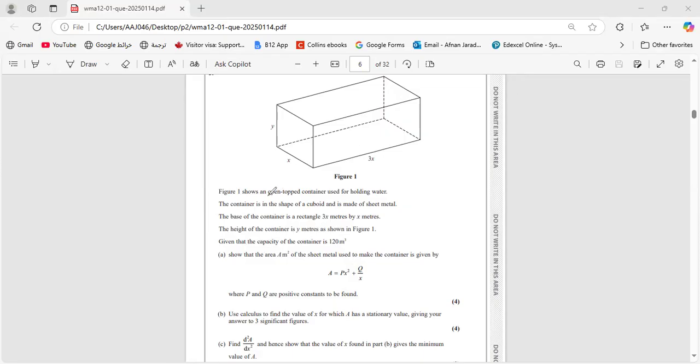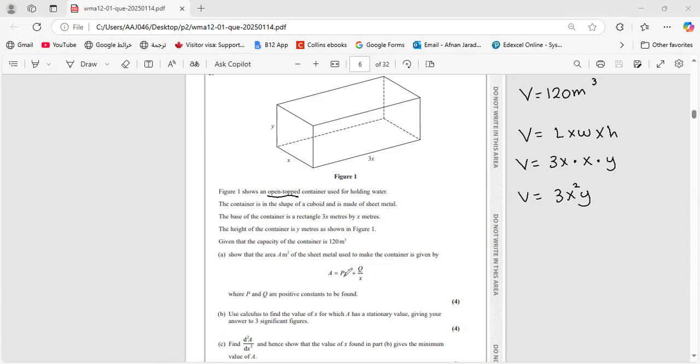So it is open-topped, okay? I have the capacity, 120 meters cube. So I have the volume, which equals 120 meters cube. The volume equals length multiplied by width multiplied by height. So the volume equals 3x multiplied by x multiplied by y, so the volume equals 3x squared multiplied by y.